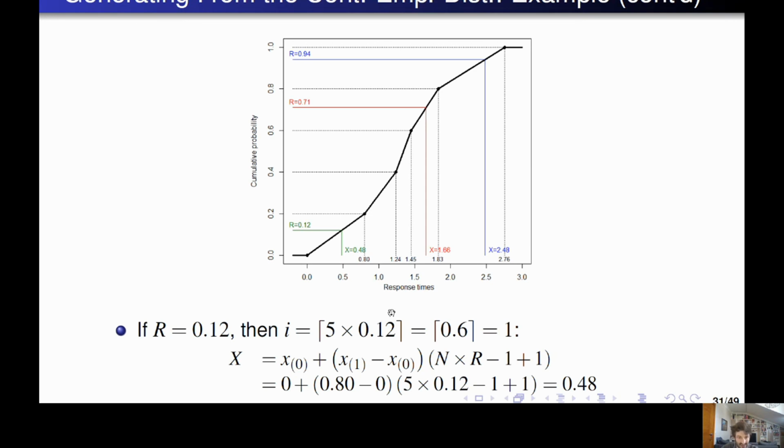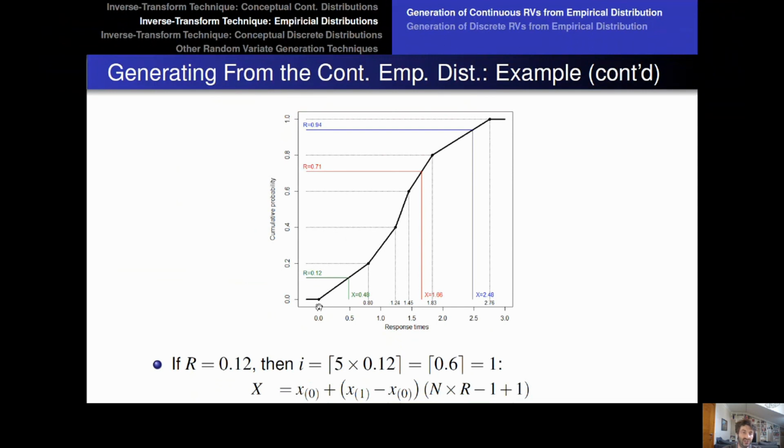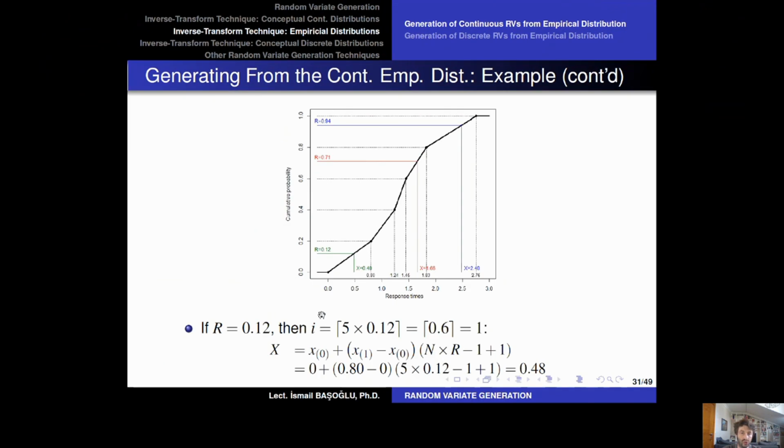So for these three next fire incidents, the response times will respectively be 1.66 minutes, 2.48 minutes, and 0.48 minutes. This is how we generate continuous random variates from empirical distributions when we can never fit a conceptual distribution to the limited amount of data, or we cannot identify any known distribution for the data itself.